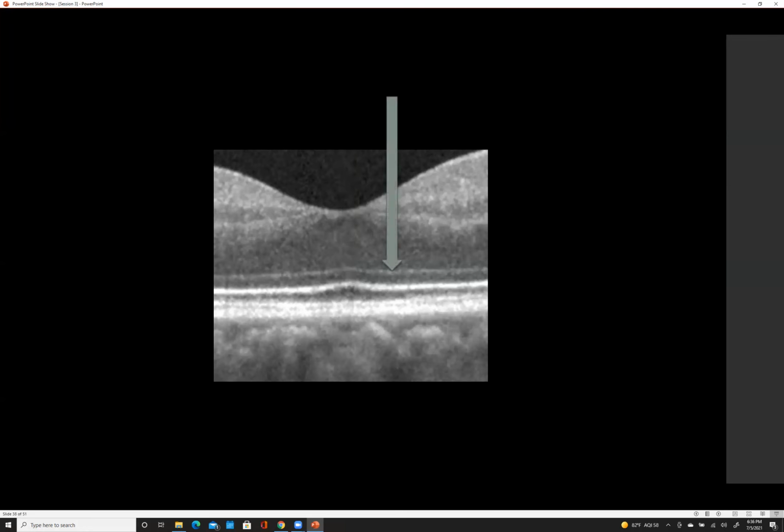And then that is the external limiting membrane. You got it. Tell me what that's made of. It's the tight junctions between the photoreceptors and the Mueller cells. You got it. What is that one? Internal limiting membrane, which we talked about is the footplate of the Mueller cell. You got it. What's that one?